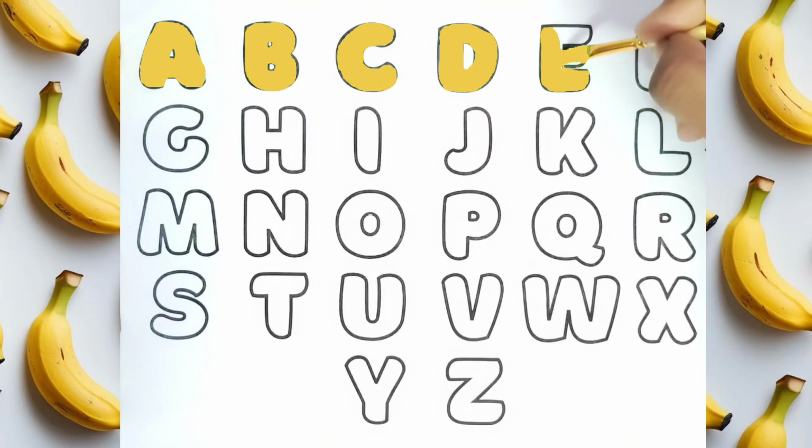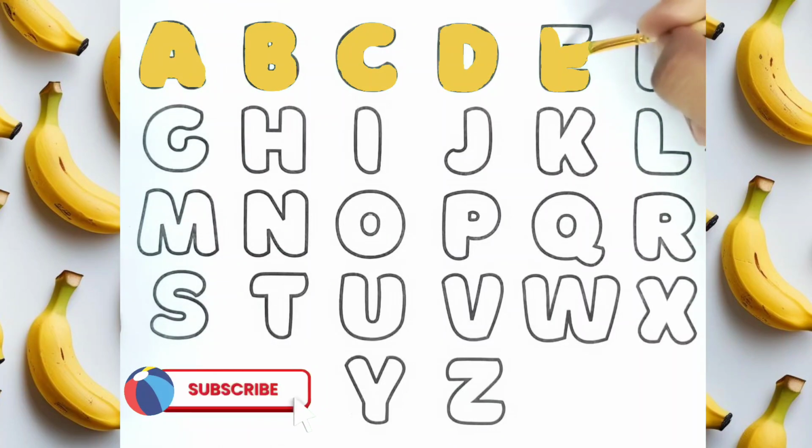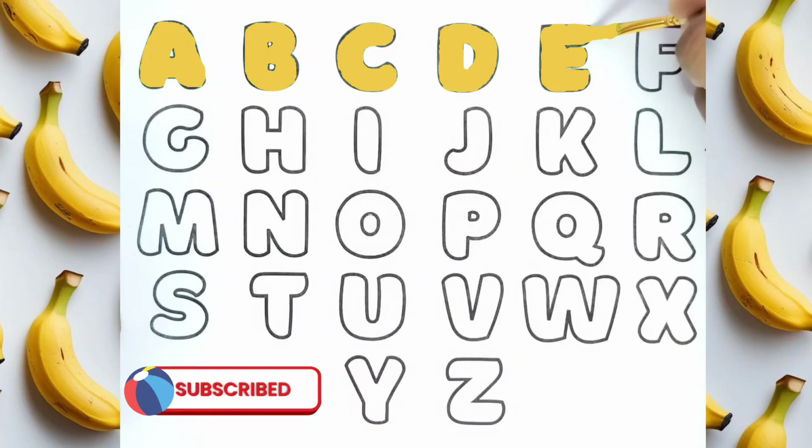Cows in the pasture, moo moo moo. E for elephant.